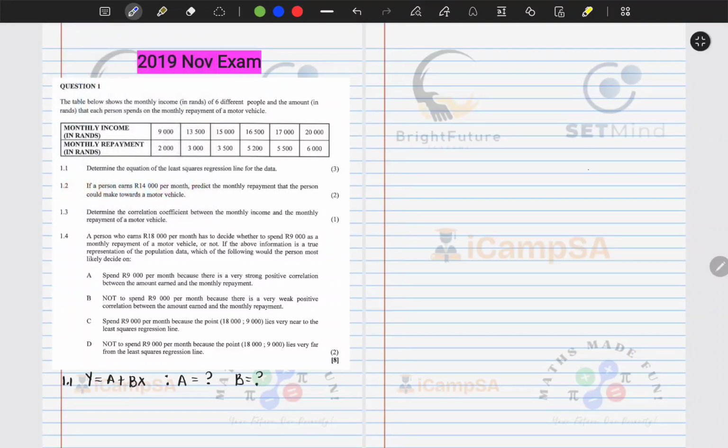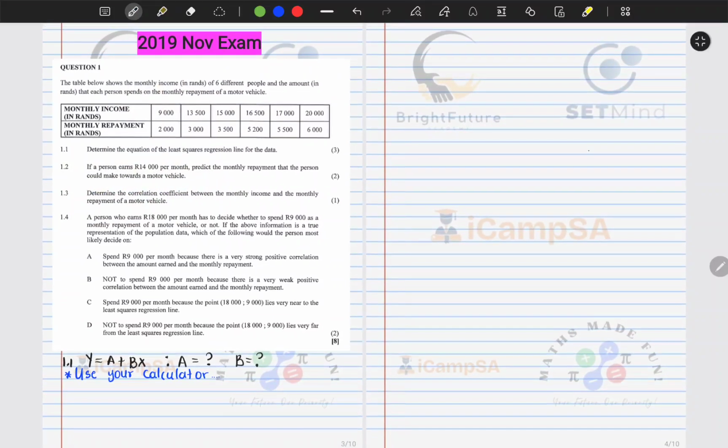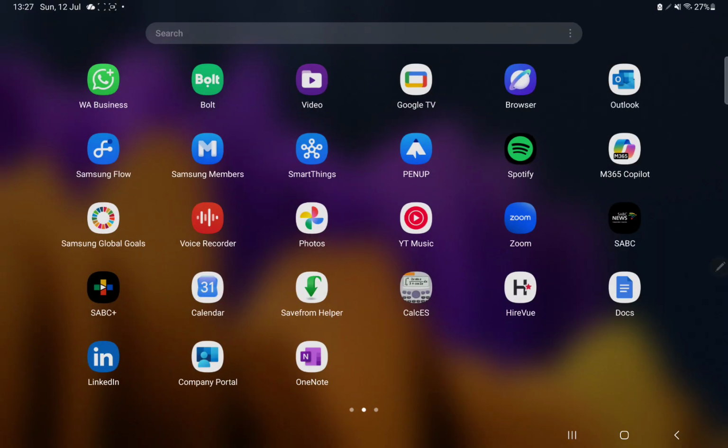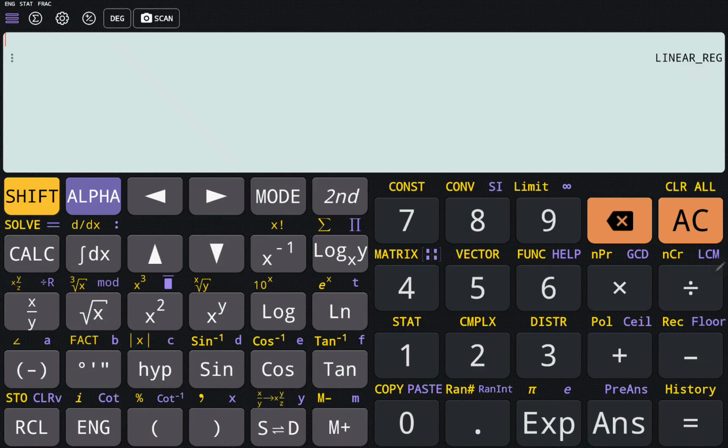And for this part of the paper, guys, it's very simple. What you should do is use your calculator. That's all you need to do, okay? So the value of a, I'm going to go to my calculator and quickly populate our table.